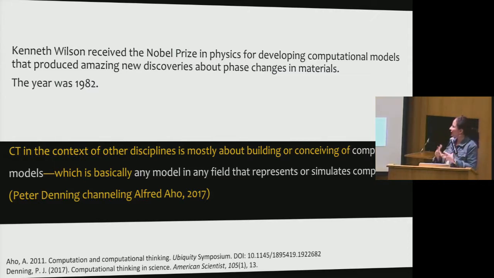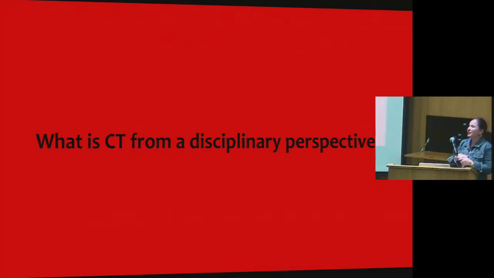Every field has some sort of interpretation of that field and phenomena in that field. And so basically, computational modeling is any model in that field that simulates or represents computation. So I want us to think about this idea: what do computational models mean in the context of not just science and math, but maybe social sciences and the humanities and such? The second idea is, what is CT from a disciplinary perspective? Is it the same as what we talk about when we talk about computational thinking in general?